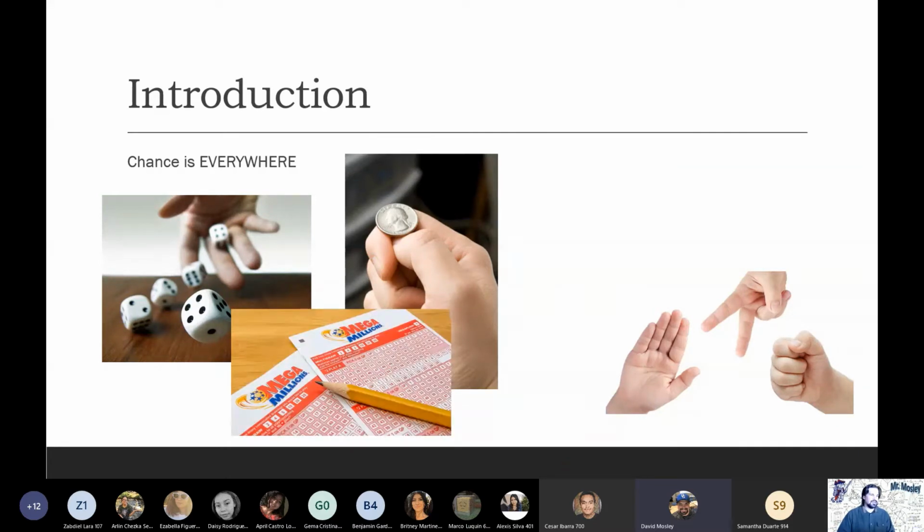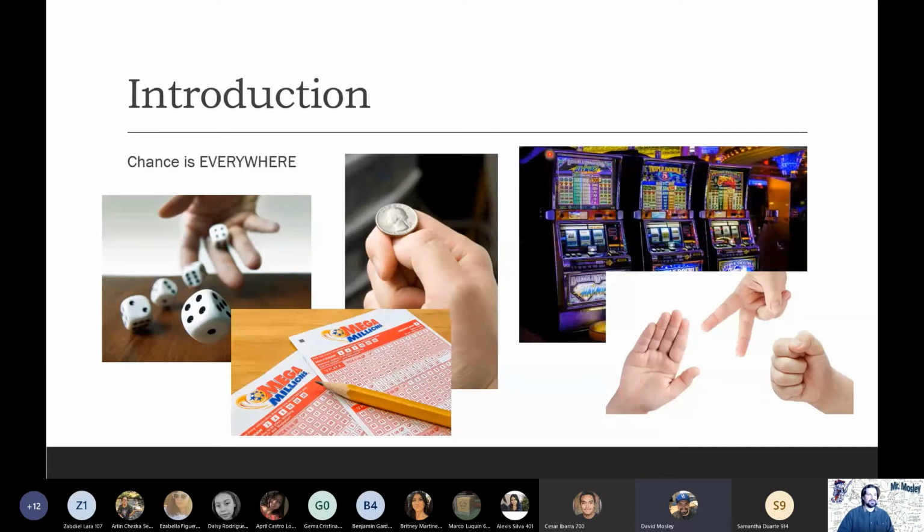Playing the lottery, most of us don't have a great chance of winning that. Playing slots always leans in favor of the house. They usually win, but there is a chance. There are these probabilities around us in everyday life, the chance of something occurring.